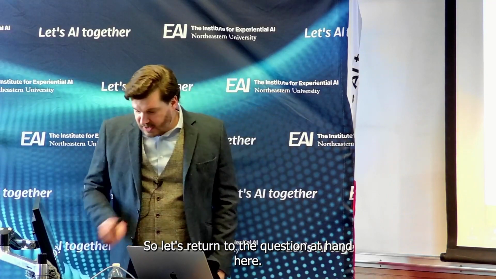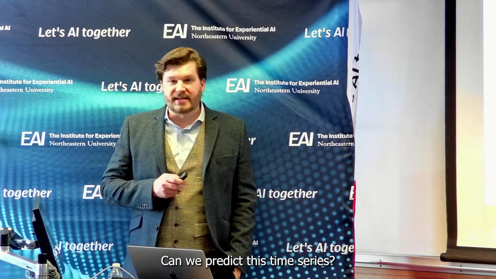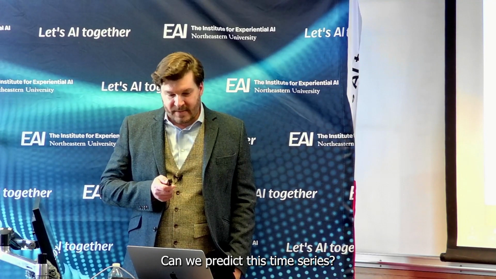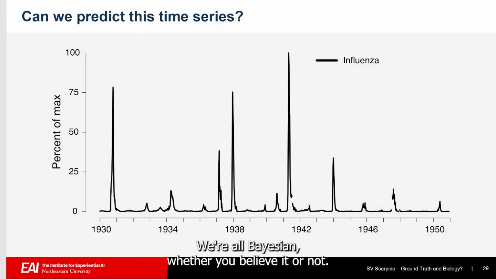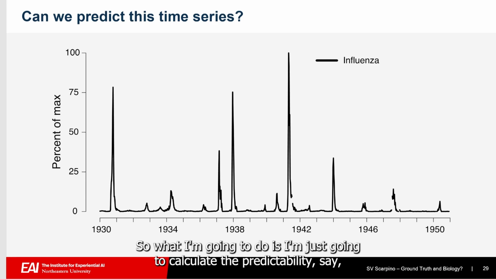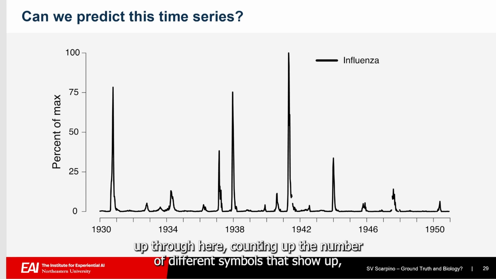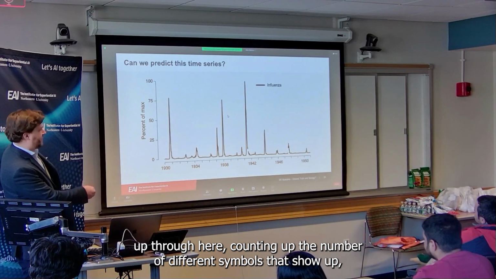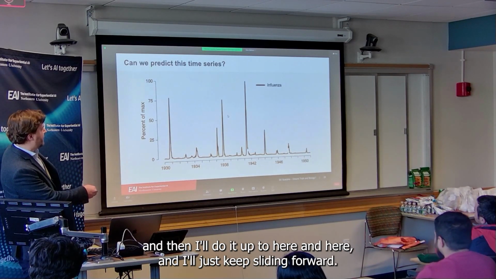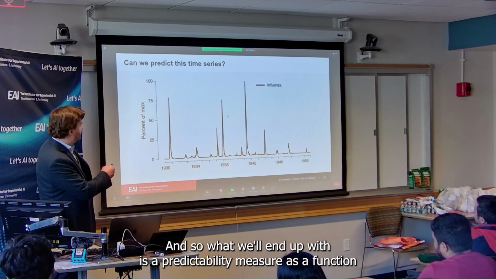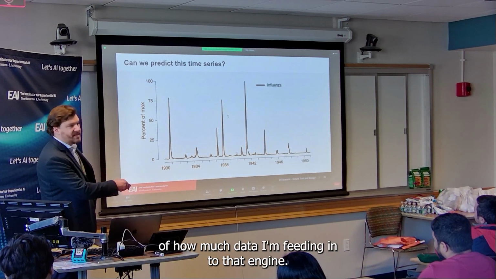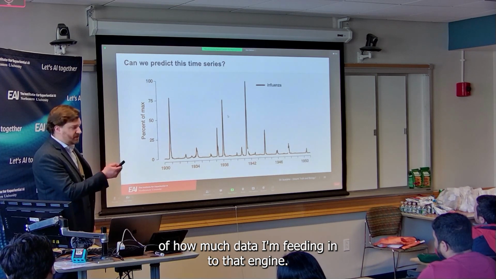OK, so let's return to the question at hand here. Can we predict this time series? And so the way that I'm going to do this is I'm going to say I'm a Bayesian. We're all Bayesians, whether you believe it or not. And the way that we learn is we see more data and we learn things. So what I'm going to do is I'm just going to calculate the predictability, say, up through here, counting up the number of different symbols that show up. And then I'll do it up to here, and I'll just keep sliding forward. And so what we'll end up with is a predictability measure as a function of how much data I'm feeding in to that engine.